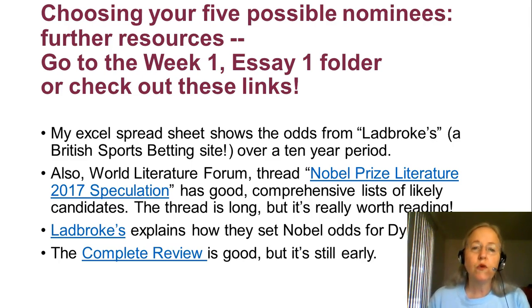So when you choose your 5 possible nominees, you can also look at the resources that I've placed in the Week 1 Essay 1 folder. In that, I have an Excel spreadsheet that my students from 2 years ago found extremely useful. In that face-to-face class, I had 16 students, and 3 of them successfully chose the Nobel. It was amazing, and I wondered if I should even hide that spreadsheet in the future. But take a look at that spreadsheet.